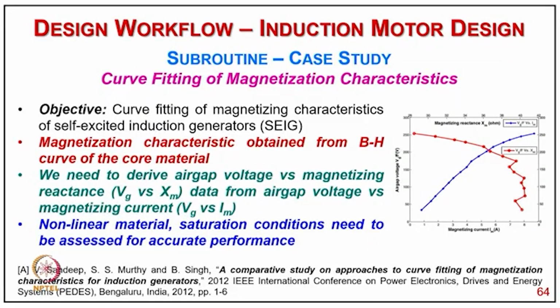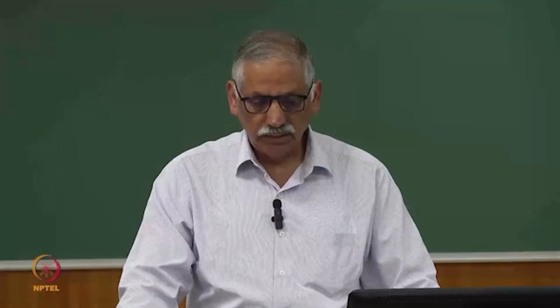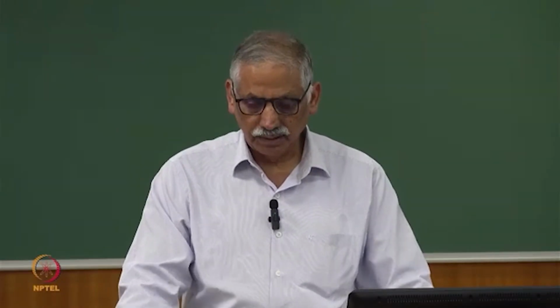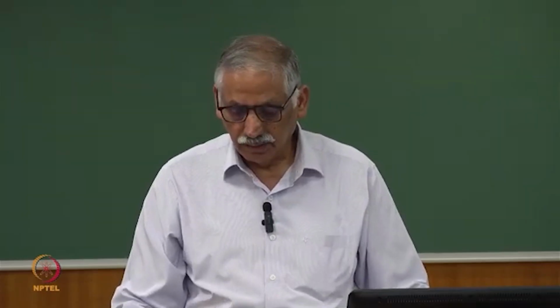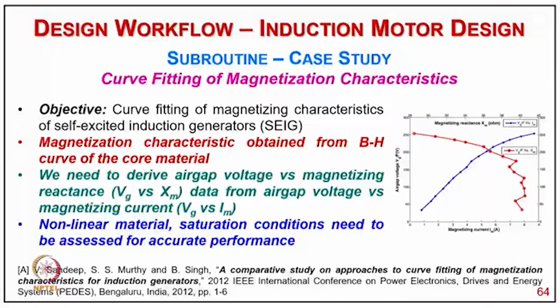Now coming to an example of a case study of a subroutine, a typical example: we take curve fitting of magnetization characteristics. It becomes very important. We have a material property, and this magnetization characteristic is part of the performance requirement as well. An example is given here.